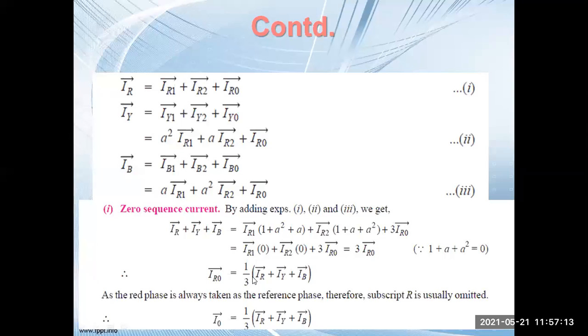So IR0 will be equal to 1/3 into IR plus IY plus IB. As the R phase is always taken as the reference phase, the subscript R is usually omitted. In general, this is the zero sequence component of current: 1/3 of IR plus IY plus IB. It is sometimes asked in the exam to prove that the zero sequence component of current equals 1/3 of the summation of the phase currents. This is the proof.